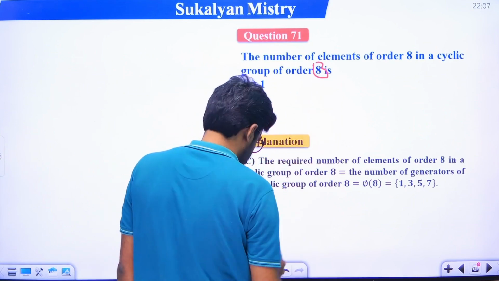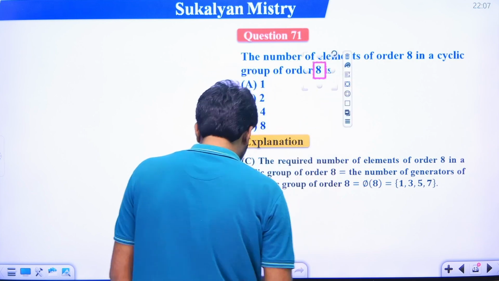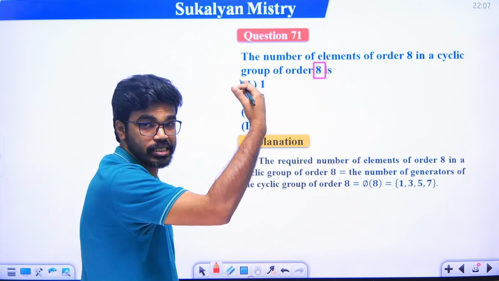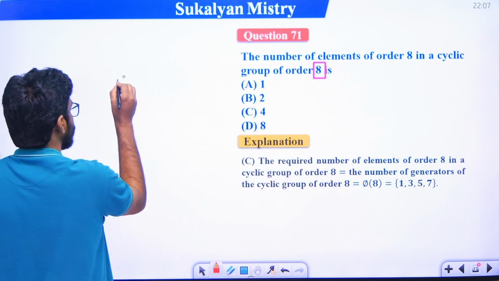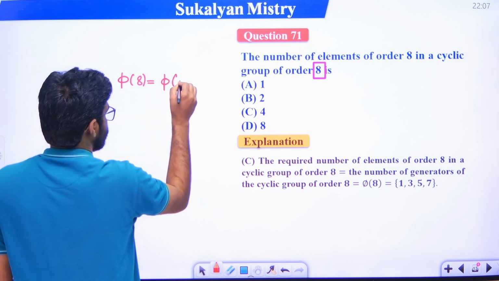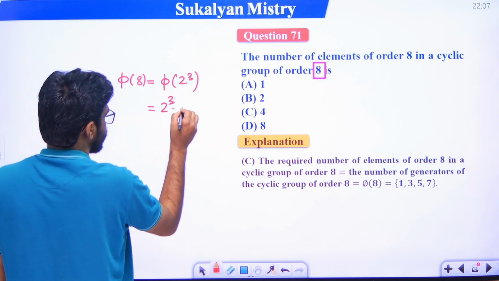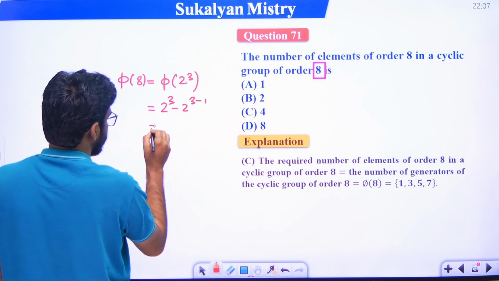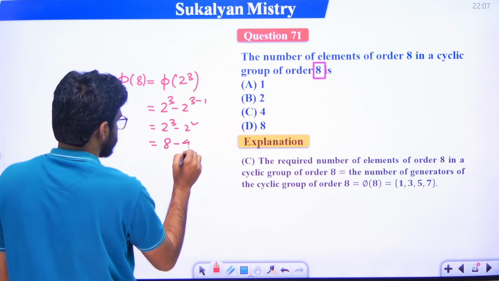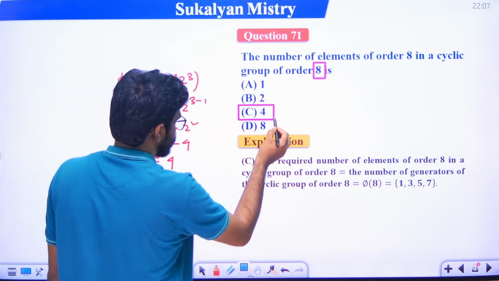What is given here? The order of the cyclic group is basically 8, so we have to calculate the number of generators, so basically we have to calculate phi 8. That means phi 2 cube. We know that phi p to the power k is p to the power k minus p to the power k minus 1, that is 2 cube minus 2 square, that is 8 minus 4, that is 4. Okay, so which option is correct? So option C is the correct answer.